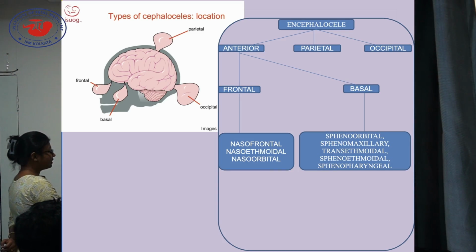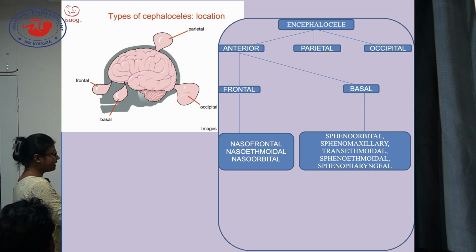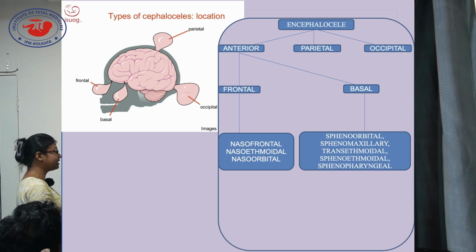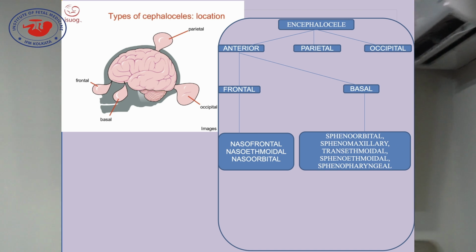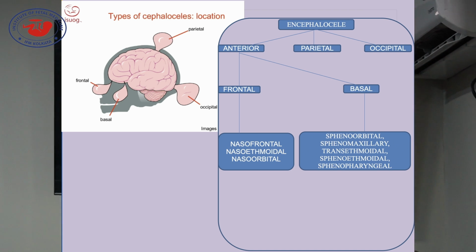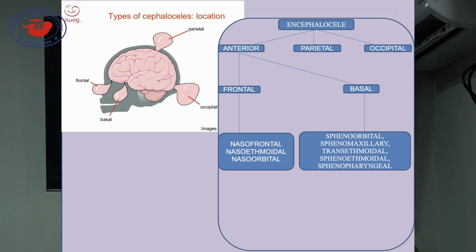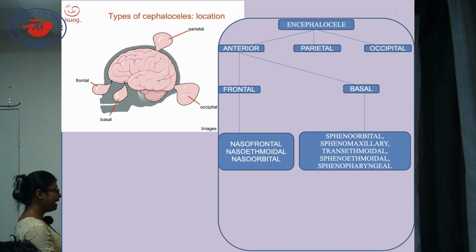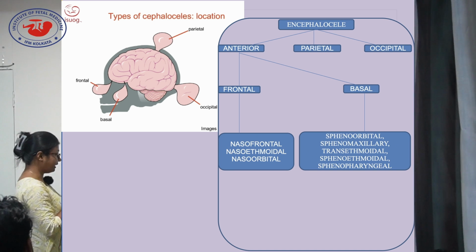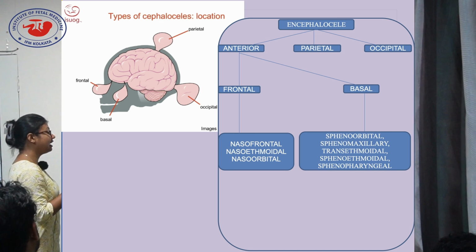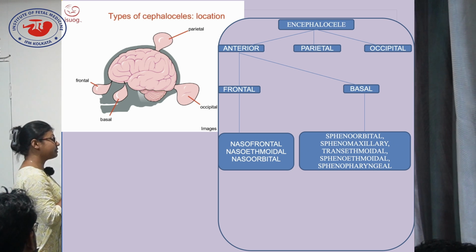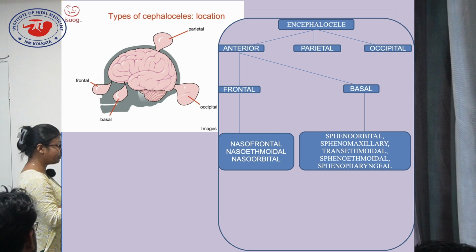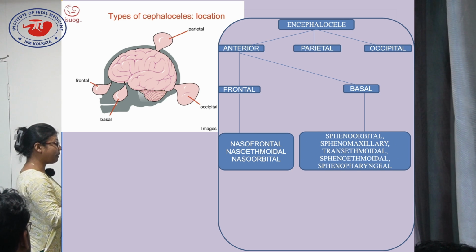Encephalocele is classified according to location. It may be anterior, parietal or occipital. Anterior encephalocele is again divided by location, and it may be frontal or basal. In frontal, there are three types of encephalocele: the nasofrontal, nasoethmoidal and nasoorbital. Basal encephalocele is subdivided into 5 classes: sphenoorbital, sphenomaxillary, transethmoidal, sphenoethmoidal and sphenopharyngeal.